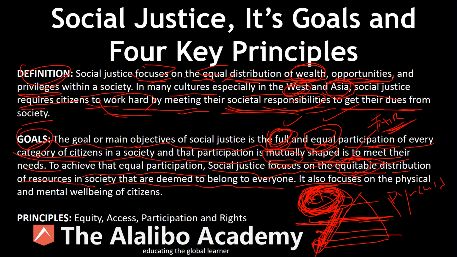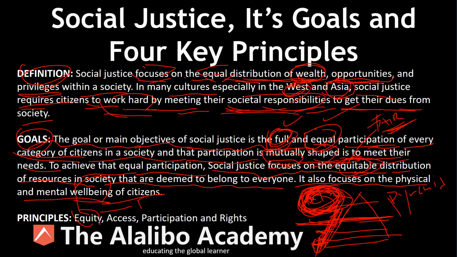Then it says it also focuses on the physical and mental well-being of citizens, right? So again, full participation, full and equal participation come with sound mental and physical health. You are able to enjoy the resources, you're able to enjoy that full participation when you're healthy, body and mind. And again, this is very important. Okay, so the goals of social justice is to ensure that there is a full and equal participation in society, and that participation is mutually shaped to meet their needs. All right, so let's move on to the last point here, which is the principles, right?